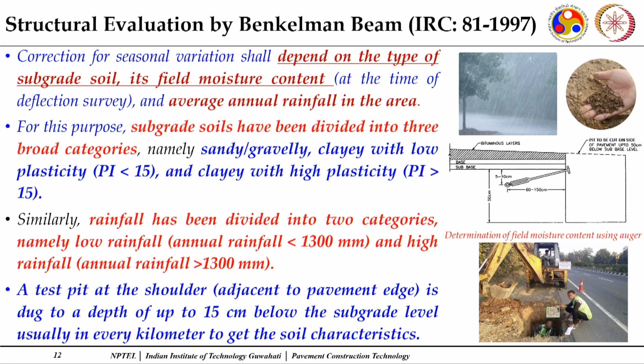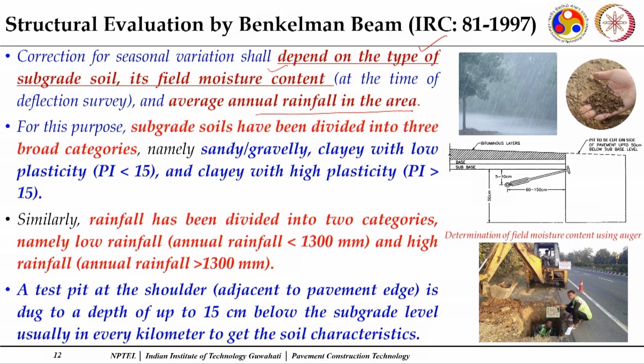Now, the second correction is the seasonal correction. What factors will it depend on? It will first depend on the subgrade soil, because that is the layer most affected. Its field moisture content, as I mentioned, because every time it is not possible to conduct this exercise immediately after the monsoon is over, when the pavement is in the weakest condition. So, we need to work out the soil composition, the subgrade soil type, its moisture content, and the average annual rainfall in that particular area.